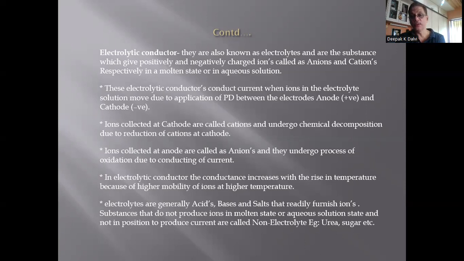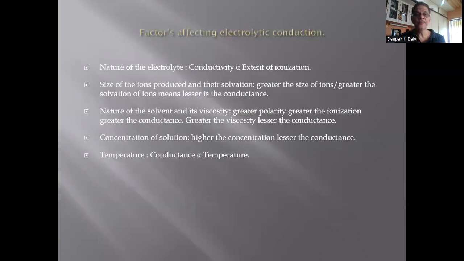So that's what we have covered about conductance: the metallic conductor and the electrolytic conductor, the properties of the metallic conductor and the properties of the electrolytic conductor. Next, as we have understood what a conductor is, we will now understand the factors affecting electrolytic conductance.